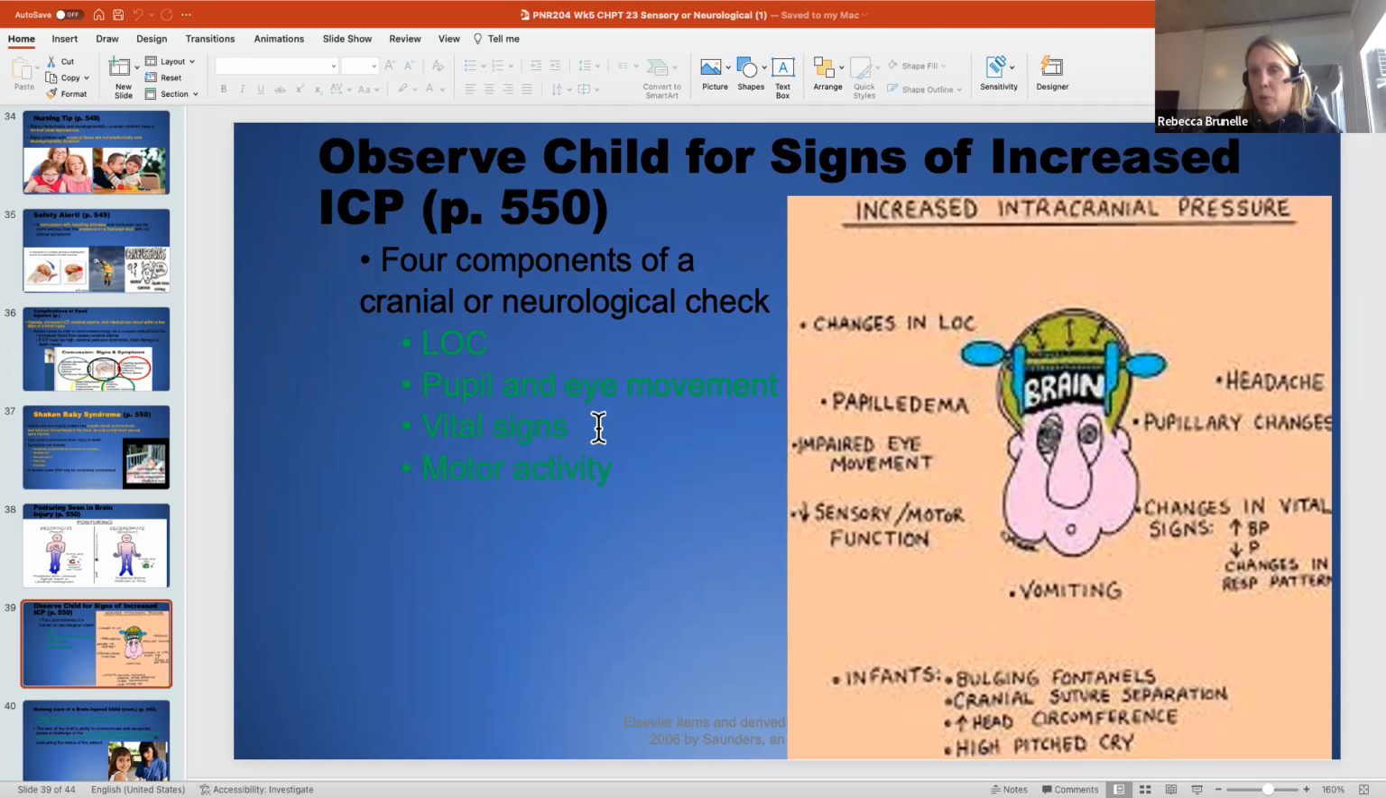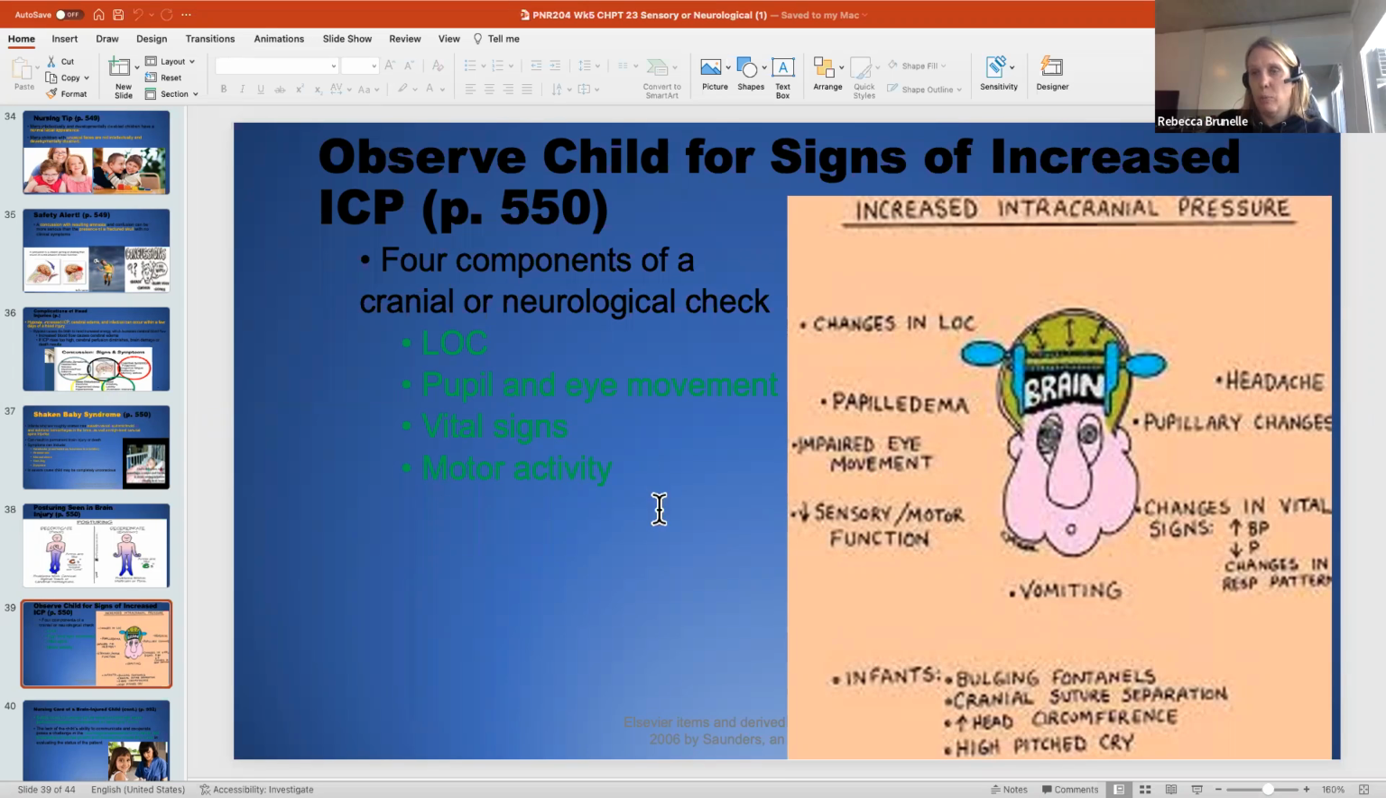Vital signs. Who remembers what Cushing's triad is and what sort of vital signs you might see? I'm going to give you a hint. It's on the corner here on the right where my mouse is. Oh, yeah. The increased blood pressure and decrease in pulse. Yep. And then an irregular respiratory pattern. So drop in heart rate, increase in blood pressure, and irregular respirations.